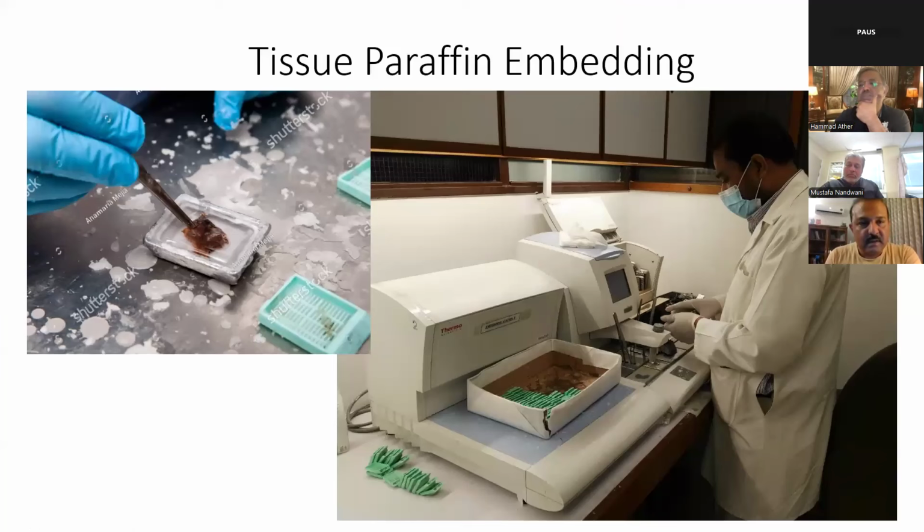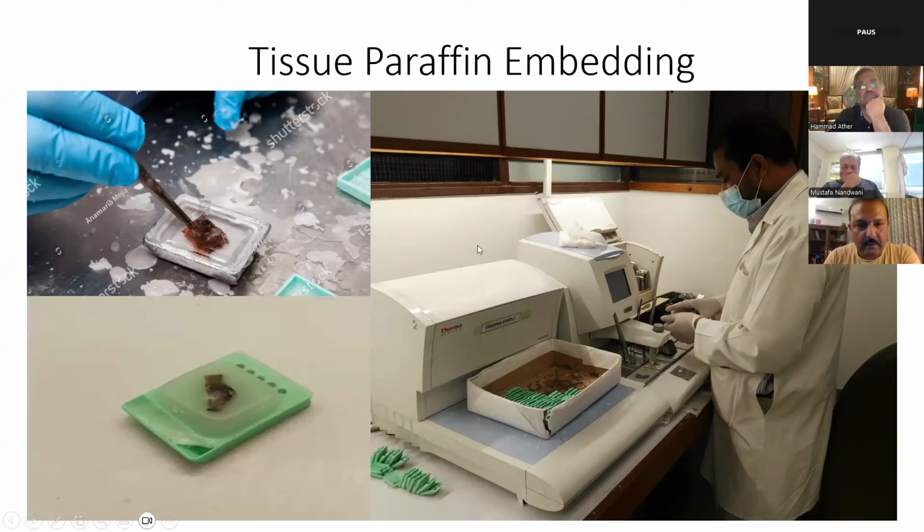Once this processing is done, the tissue becomes hard, and then it is placed on a metallic mold like this, and liquid hot paraffin is poured around it. Then the plastic cassette is pressed against this mold, and when it is cooled down, this is how it looks. The plastic cassette has this solidified paraffin, and you can see the tissue embedded in between. This is what we call a pathology block.